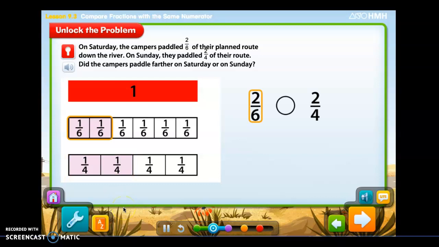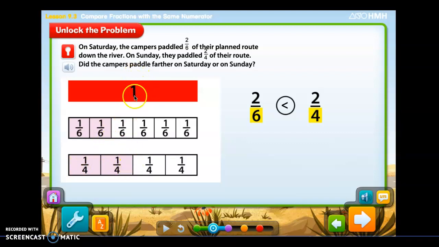Let's compare fractions. Is 2/6 less than or greater than 2/4? 2/6 is less than 2/4. Right? So the campers traveled farther on Sunday, the day they traveled 2/4 of their planned route. Now let's use reasoning to compare the fractions. Since the numerators are the same, I'm going to look at the pause right there really quick. Here, they only did 2/6. And here, they did 2/4. 2/4 is farther. They traveled more here.